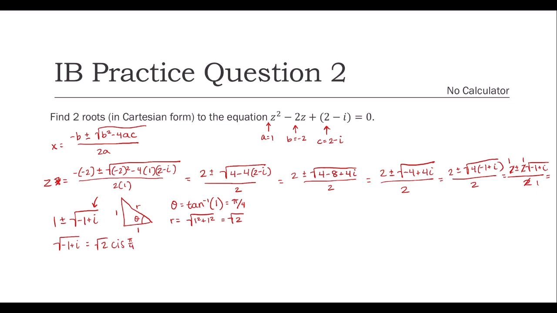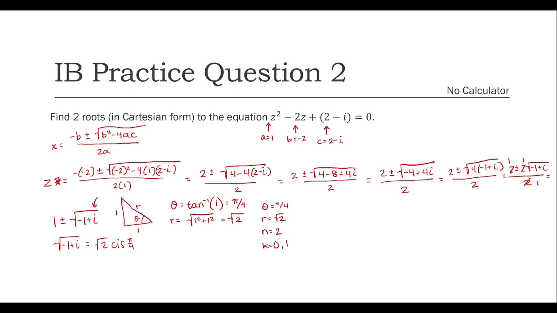So for our de Moivre's roots, theta will be pi over 4. Our radius is the square root of 2. n is what root it is, and it's a square root, so 2. And k will be every value up to n minus 1, so 0 and 1.